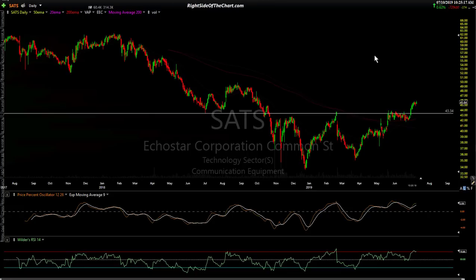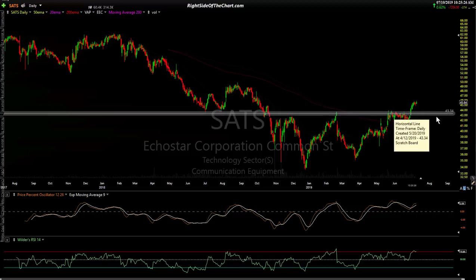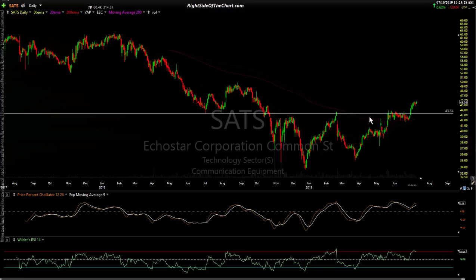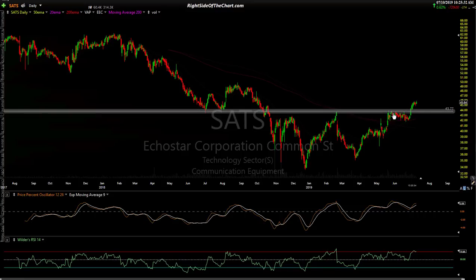SATS, EchoStar Corp, satellite dishes, and we have resistance here at 43.34. I've had this one on my watch list for a while. And let me move that line up a little. It should have been tighter right on these reaction highs. It already broke out recently. So it's a breakout. It was a breakout there.